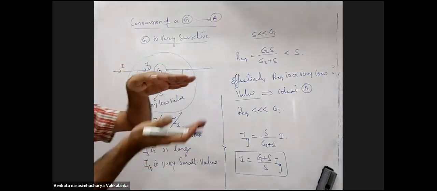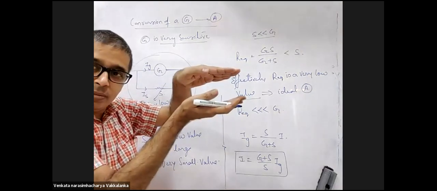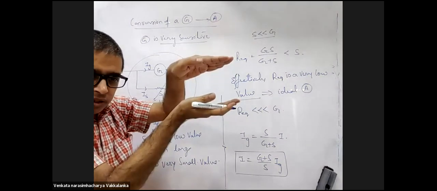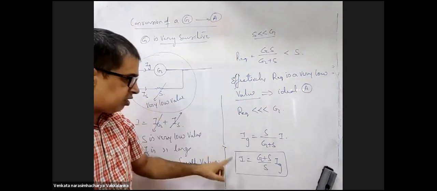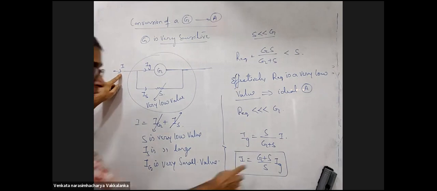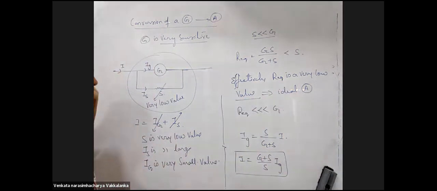Now, do you remember the formula as to how to split the current between the two? I want current in this branch. Resistance in the opposite branch divided by sum of both the resistors into the incoming current. Yes. Now I can measure the current. IG will be in microamperes. I will be in amperes.